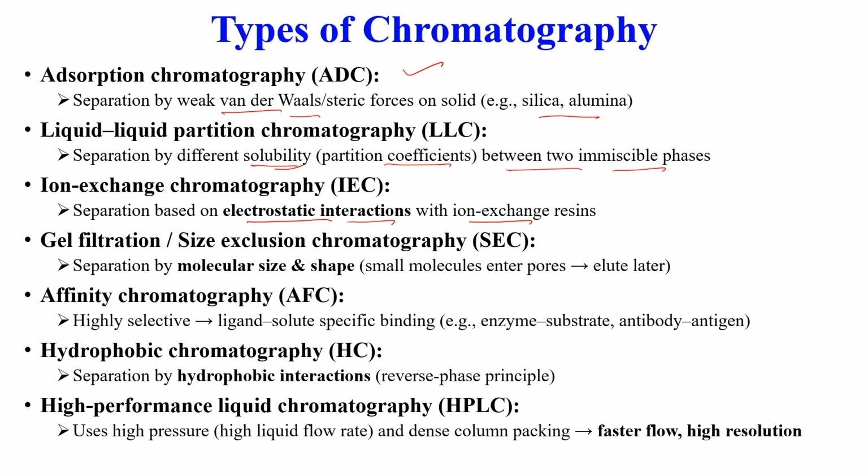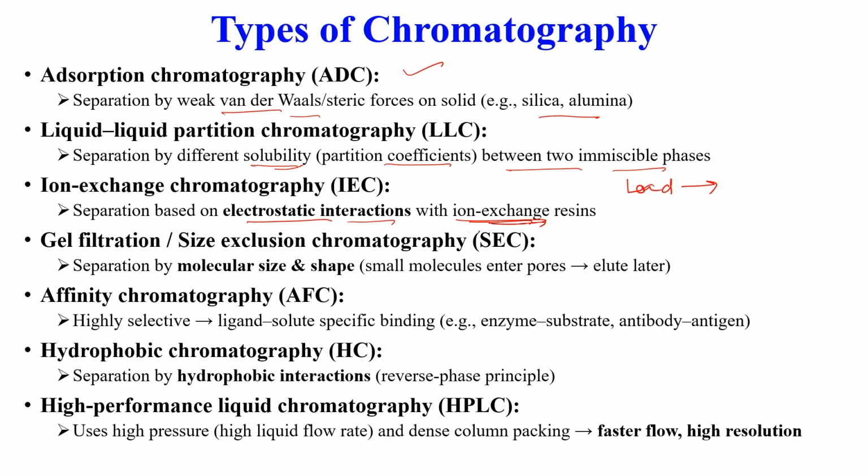So, in the case of ion exchange, what will happen? First you have to load your solute, then you have to change your eluents or buffer in such a way that it loses those electrostatic interactions, and then you elute separately. Then gel filtration, also known as size exclusion chromatography, is based on molecular size and shape. Typically, the small molecules enter into the pores of your packing material, and then they take longer to come out of the column.